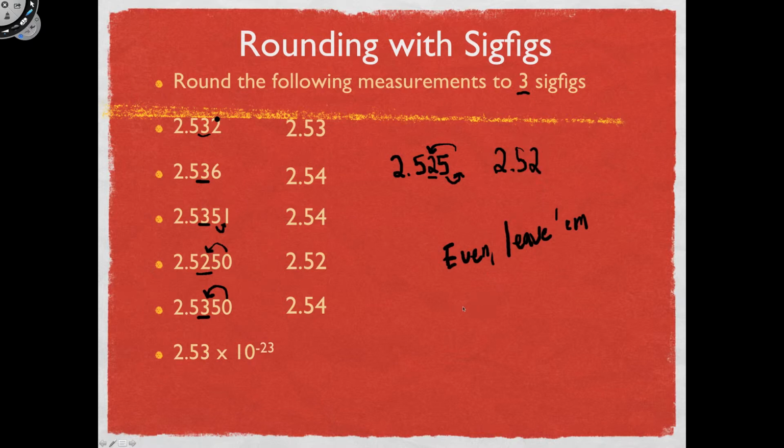Another thing, 0 is an even number. So if we had 2.505, and we were rounding this to 3 sig figs, 2.5050. The 0 is even, next to it's a 5, followed by a 0. So I have to go look at this number, and that number is even, so this would round to 2.50.